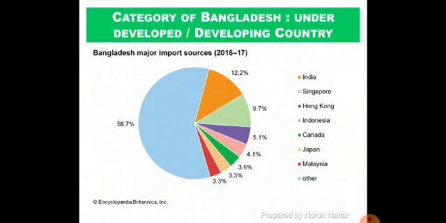In this pie chart, we can see Bangladesh's major import sources according to the financial year 2016-17, whereas we can see India is in the first position, then Singapore, then Hong Kong, Indonesia, Canada, Japan, Malaysia, and other countries of the world.